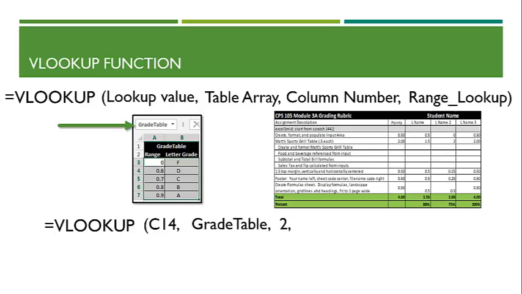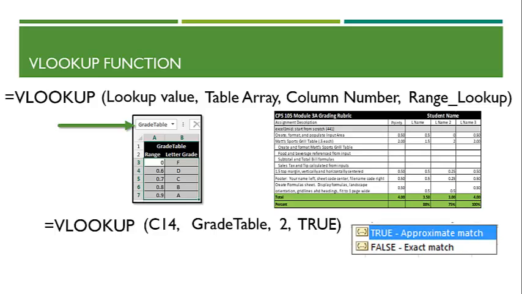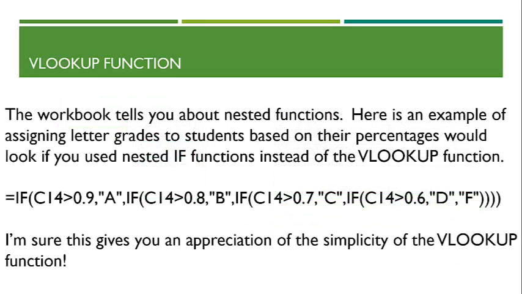The third argument is the column number within the table array in which Excel will find the answer you are looking for. In this case, the letter grade is located in column 2 of our table. The fourth argument is optional. If you are having Excel look through a range of cells to find where a lookup value falls within that range, you can leave the last argument out and Excel assumes it's true. If you need an exact match, you must include the false argument. Heads up, Module 3 assignment includes both types of matches.